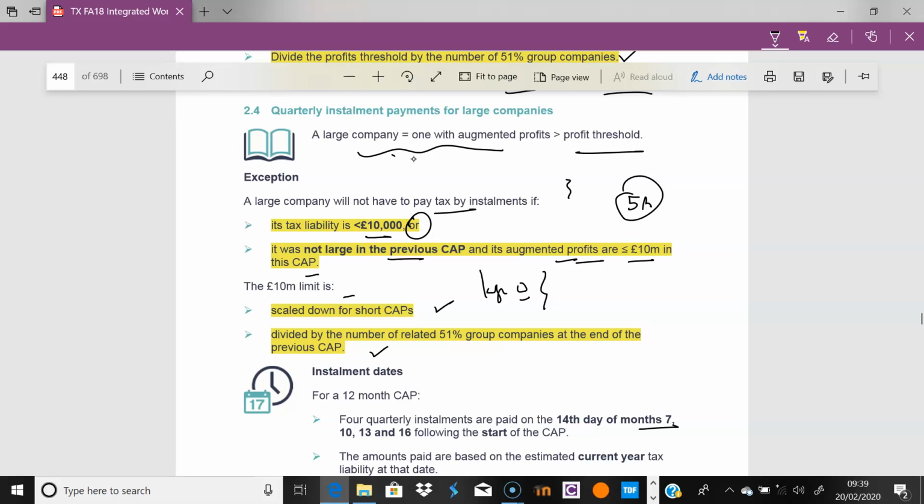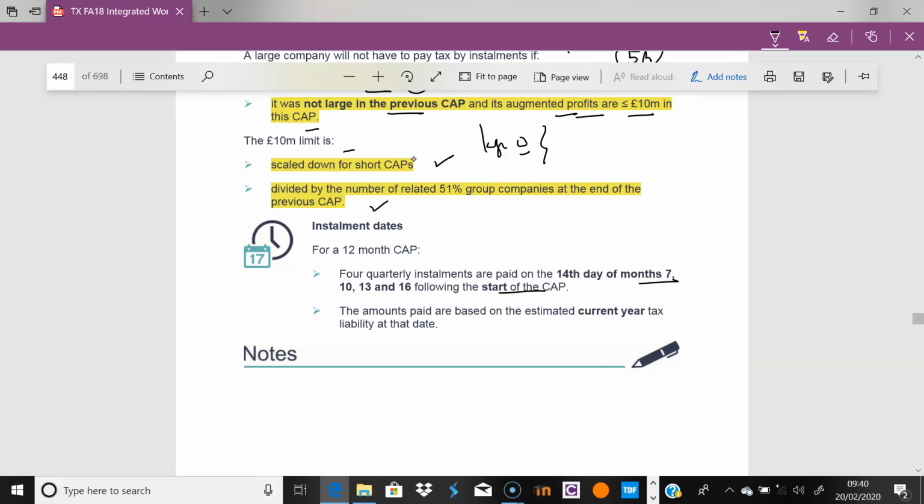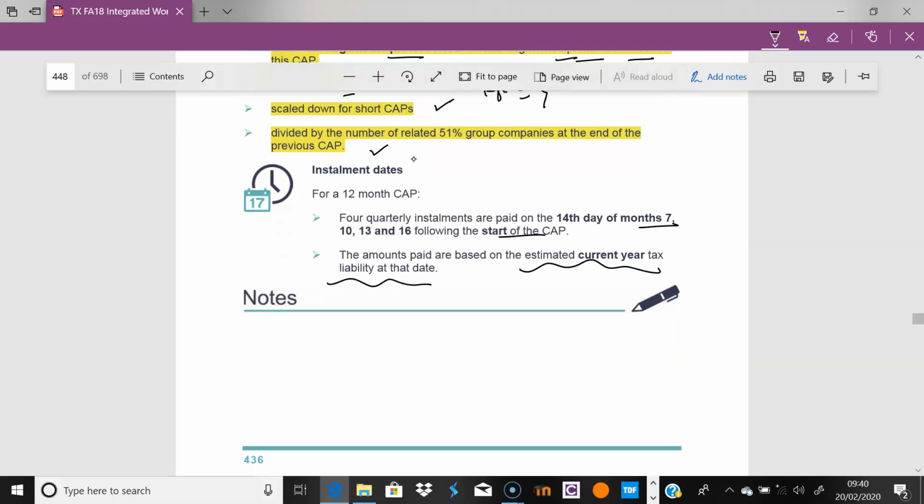The key here is: what's the start of your CAP, and then we take month 7. You just need to remember the little rules: 7, 10, 13, and 16, and we pay on the 14th day. In a way, what you notice is that you're estimating based on your current year tax liability at that date. So you're constantly trying to fix and measure things to get to the right installments, because you start paying within your chargeable accounting period, so you have time to keep observing and making changes.